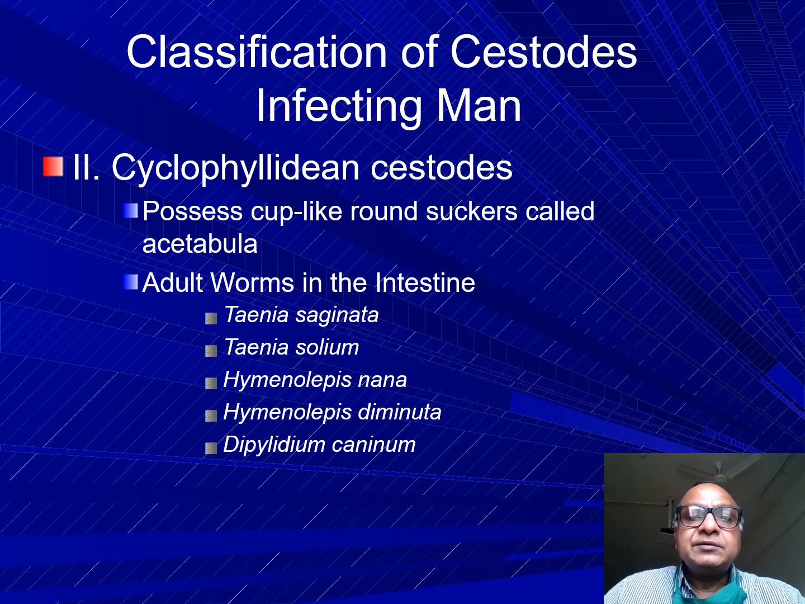Classification continued. The Cyclophyllidean cestodes possess cup-like round suckers called acetabula, and their adult worms live in the intestine. Adult worms of Taenia saginata, Taenia solium, Hymenolepis nana, Hymenolepis diminuta, and Dipylidium caninum live in the human intestine.